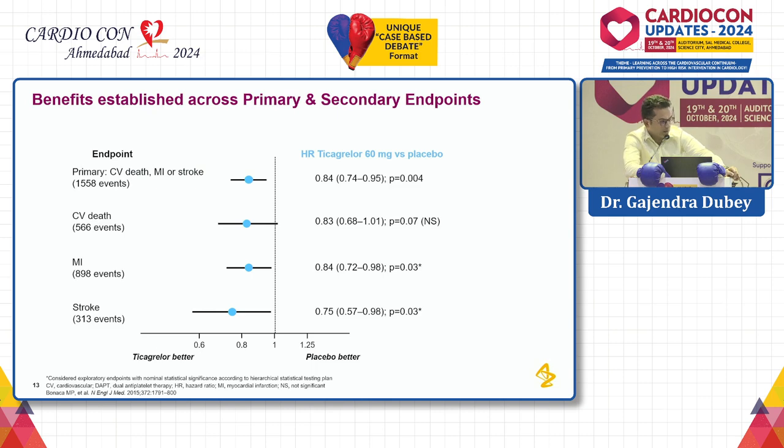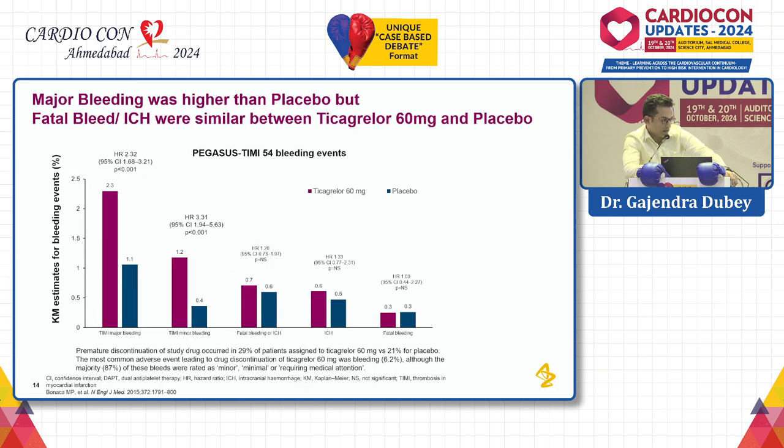And all the components of the primary endpoint were reduced. There was a reduction in CV death, although it didn't reach statistical significance, but the number of MIs was statistically significantly reduced and stroke rates too were lower. But the downside of extending DAPT beyond 1 year is that the major bleeding rates were higher, although the fatal bleeding and ICH rates were not significantly different. It did definitely lead to more chances of bleeding.